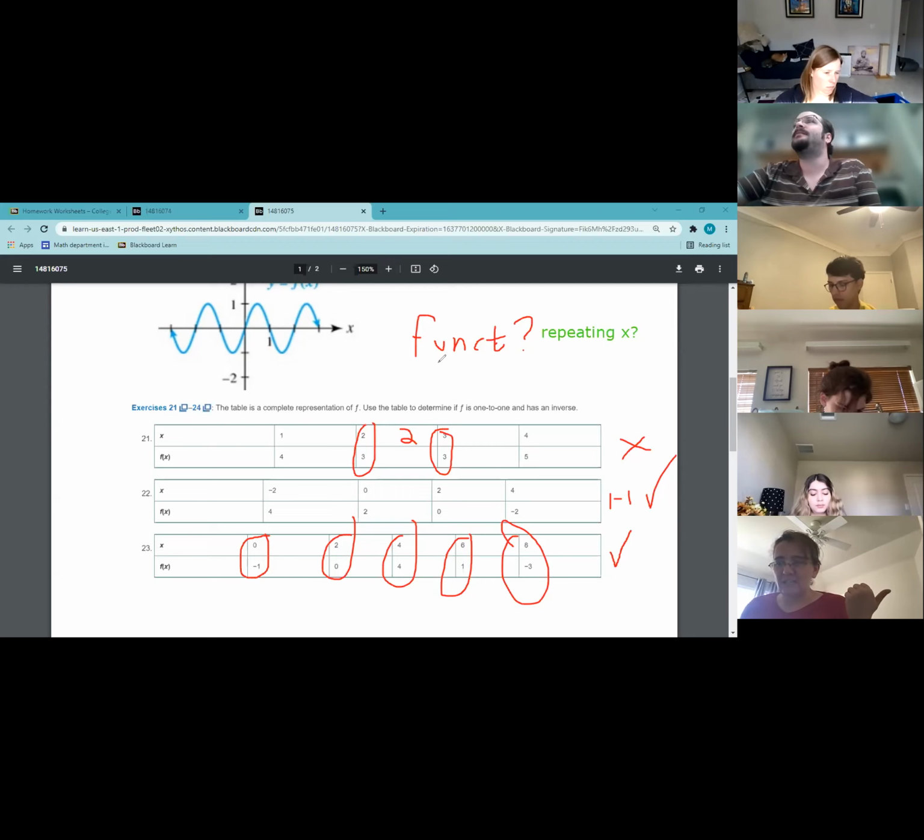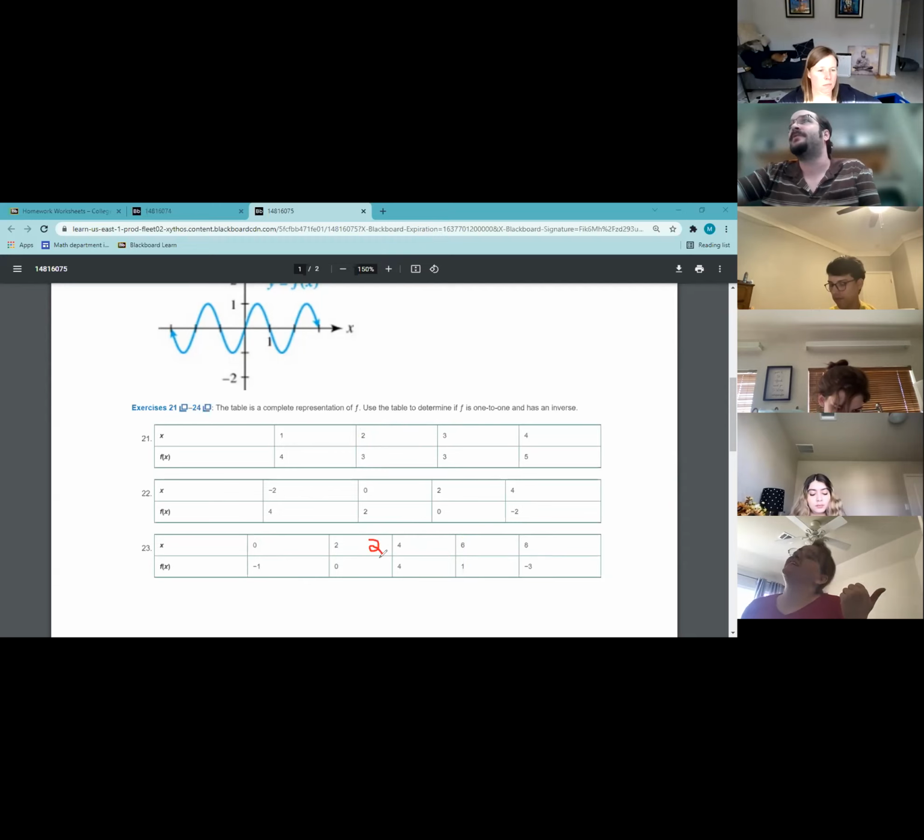So if we had an X that had two different Y's, like a (2, 1) and a (2, 0), this would break the definition of the original thing being a function. So they're not going to give you something like that. They're going to give you something that is a function to check. So I don't think we have to worry about repeating X's, but you want to recognize that they're not repeating, right?